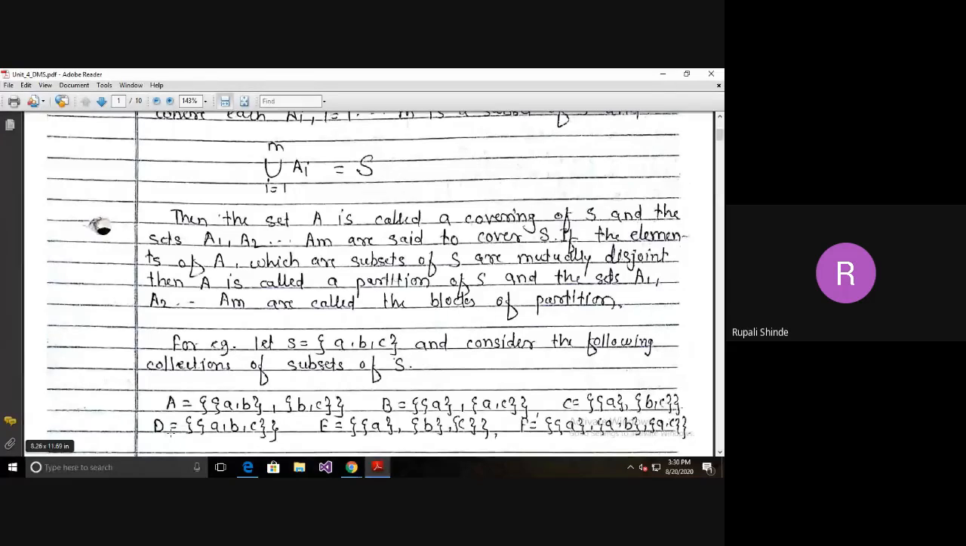Now you have to tell me what about C, whether this one is partition, covering, both partition and covering, or neither partition nor covering. Both covering and partition. Yes, it is both partition as well as covering. What about D? Both partition and covering. E? Both. F? Only covering, not a partition, because element A is common between all these three subsets.